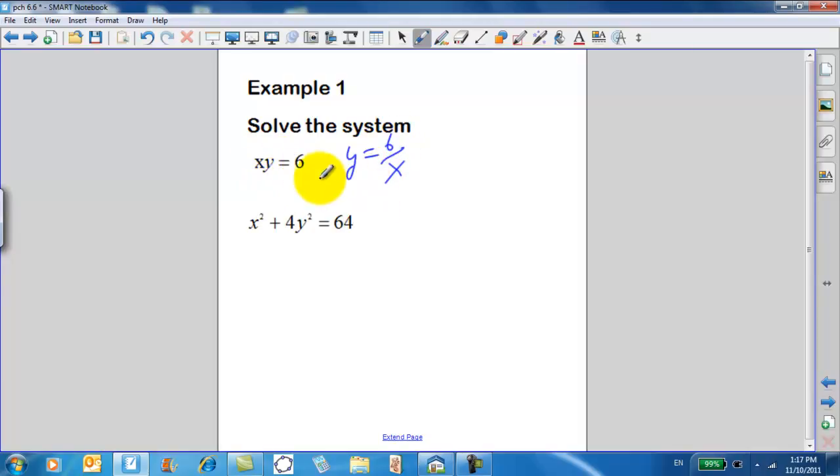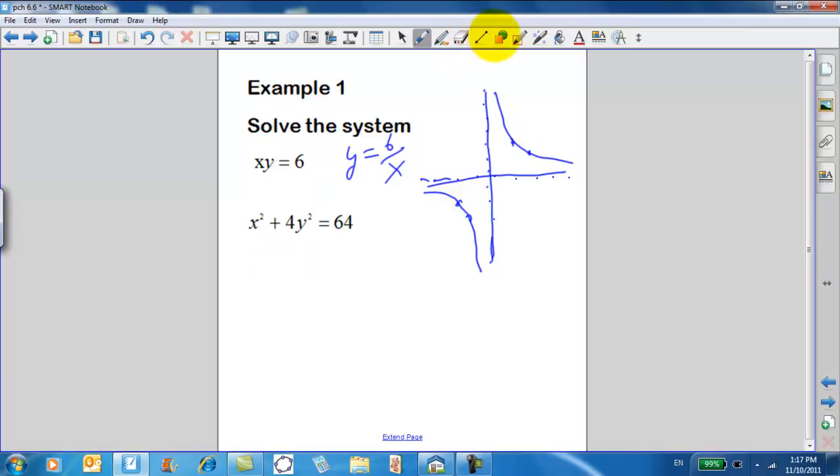y equals 6 over x is the way you can look at it, and it's a rational function with a vertical asymptote at x equals 0 and a horizontal asymptote at y equals 0. It has points like (2, 3) and (3, 2), so we basically have something like this. Let's put those in there so we get some idea of the reference.